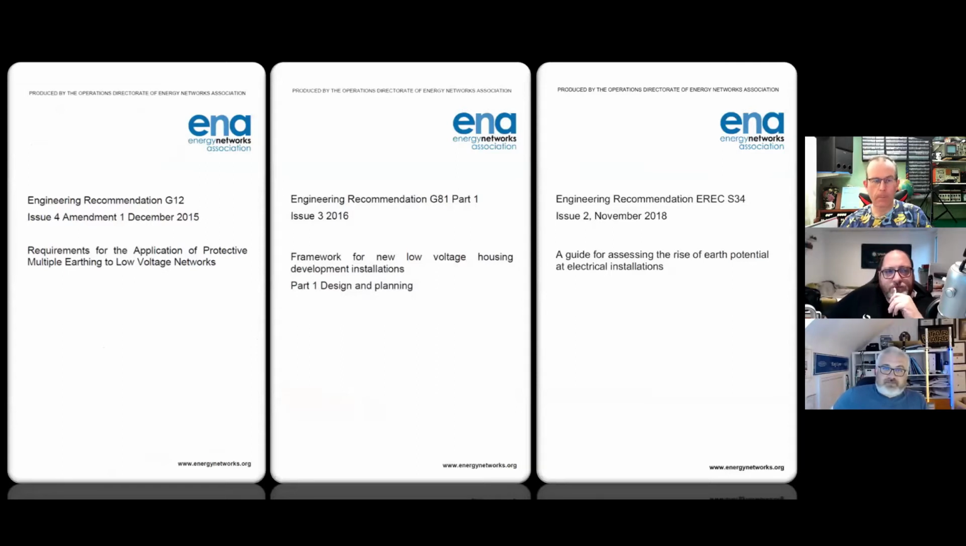This is where I find the arguments online quite bemusing. Energy Network Recommendation G12, requirements for application of PME to low voltage network. That's where you learn about criteria where they turn around and say, we will need an additional earth electrode at the end of every branch. And then you go, what's that extra earth wire sticking out for and going down with the cable? It's the earth electrode connection. But we don't know that because we don't read these standards, and we don't take time to understand the network.